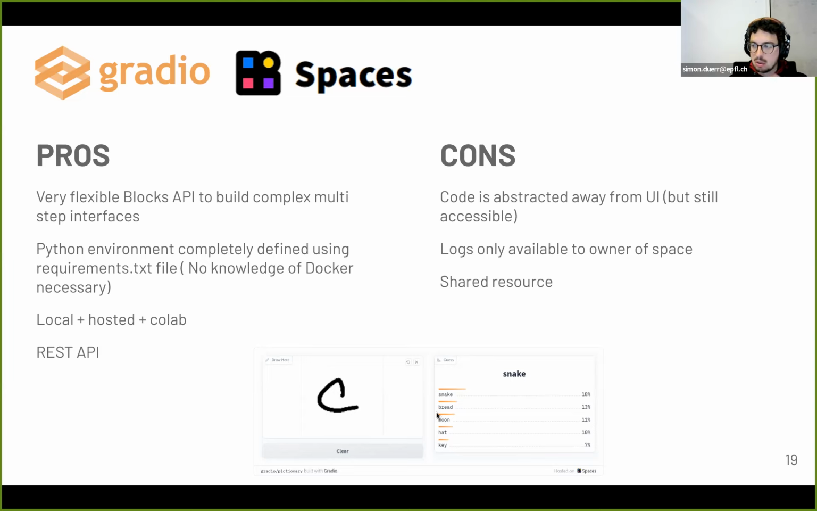Same as for Streamlit, you define your environment using these requirements files, and you don't need to know what, for example, Docker is, because that's all done behind the scenes. And you really just define what packages you want to use. The cool thing about Gradio as well is that you can run it locally, you can run it hosted on Hugging Face Spaces, for example, or on your own servers, and it also runs within Google Colab notebooks. So you can develop your UI, and if you really need a GPU, you can still have people run it in your Google Colab notebook.